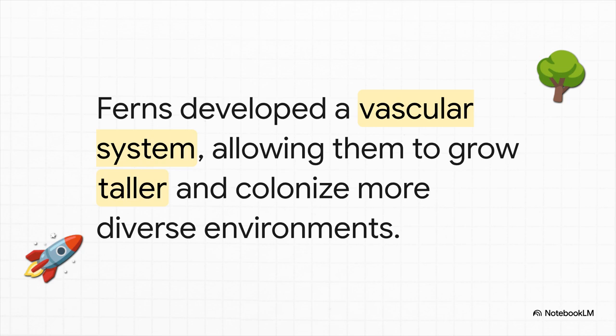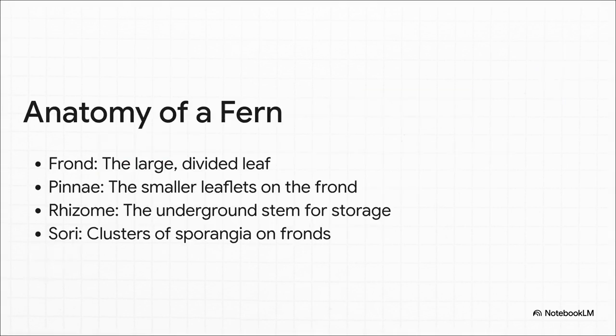This internal plumbing, made of true roots and stems, meant they could transport water and nutrients efficiently. This allowed ferns to grow tall, to really compete for sunlight, and to move into much drier environments. For plant life, this was an absolute revolution. And you can see this upgrade in their anatomy. That large, elegant leaf, that's called a frond, and it's made up of all those smaller leaflets called pinnae. Underground, they have a stem called a rhizome that stores food.